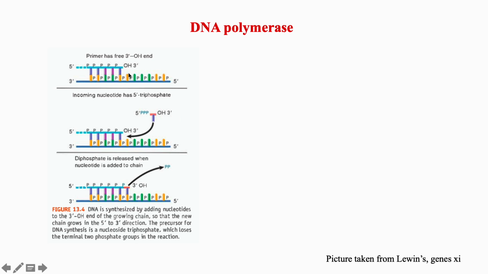So at this free OH group we have an incoming nucleotide triphosphate, NTP. It will attack this 3' OH and form a phosphodiester bond. When the phosphodiester bond is formed, it releases a diphosphate. During this step the diphosphate is released, which is converted to pyrophosphate, and this conversion releases an amount of energy which helps in bond formation essentially.